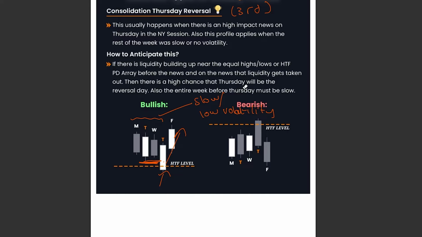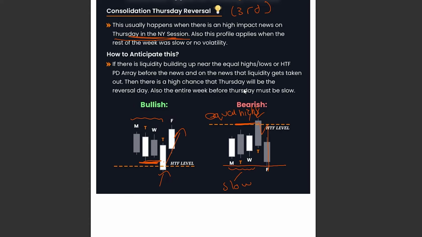If you are looking for a bearish scenario using this profile, that is the Thursday consolidation reversal, what will you look for? First of all, that Monday, Tuesday and Wednesday are either slow or low volatile. Then on Thursday in the NY session, you will look for a red folder news. After the red folder news, you will look for price to take out the higher time frame level or equal highs. And once price takes out the higher time frame level or equal highs and closes back inside, it will be a trigger for you to short towards the lower targets.